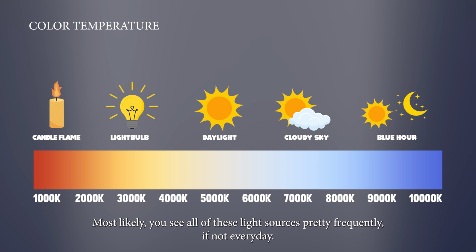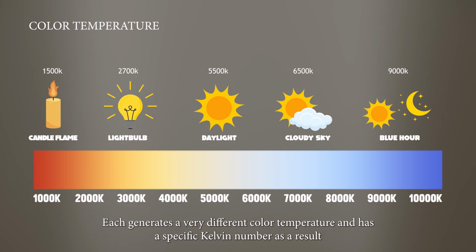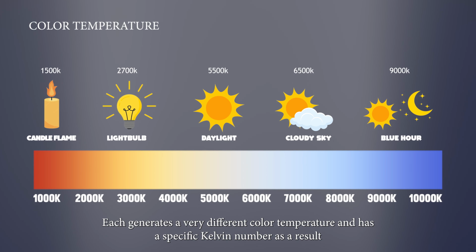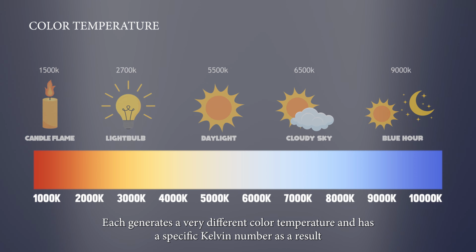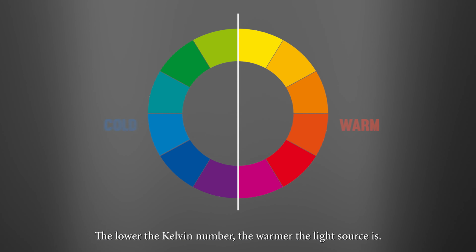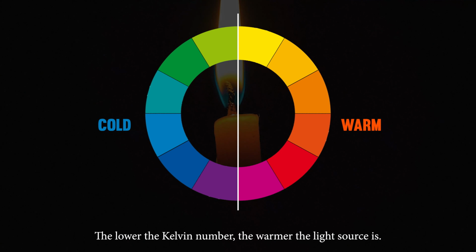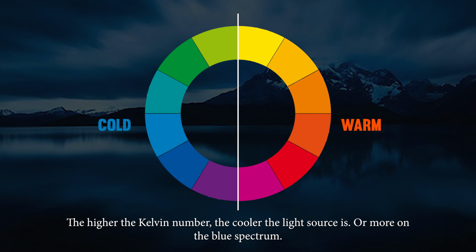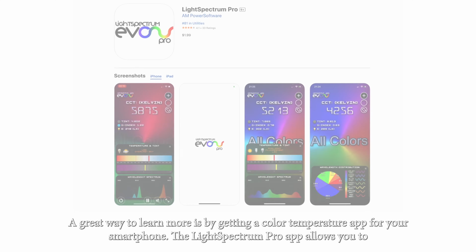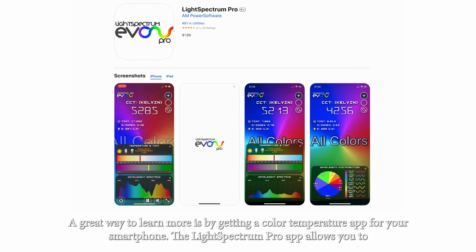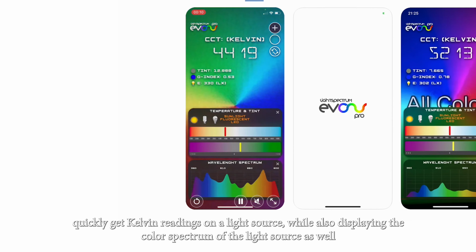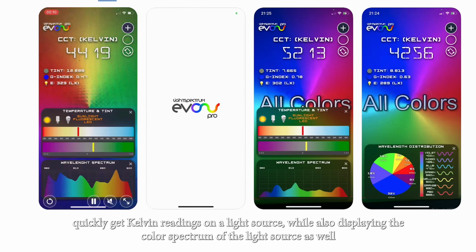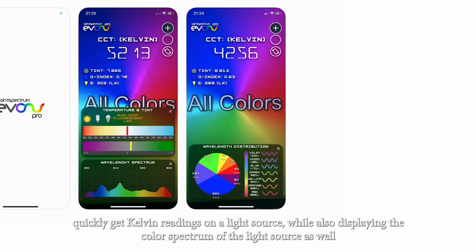Most likely, you see all of these light sources pretty frequently, if not every day. Each generates a very different color temperature and has a specific Kelvin number as a result. The lower the Kelvin number, the warmer the light source is. The higher the Kelvin number, the cooler the light source is, or more on the blue spectrum. A great way to take this learning further is by getting a color temperature app for your phone. The Light Spectrum Pro app allows you to quickly get Kelvin readings on a light source while also displaying the color spectrum of the light source as well.